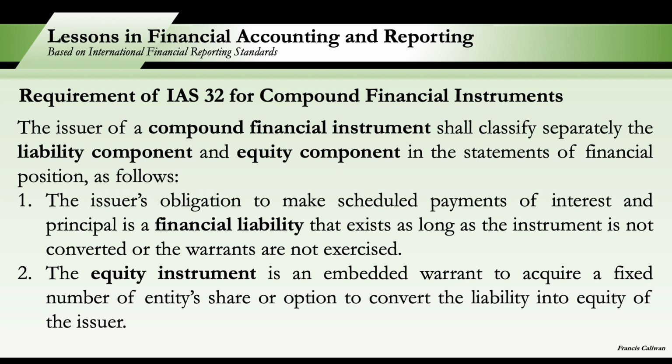First, the issuer's obligation to make scheduled payments of the interest and principal is a financial liability that exists as long as the instrument is not converted or the warrants are not exercised. Number two, the equity instrument is an embedded warrant to acquire a fixed number of entity shares or an option to convert the liability into equity of the issuer.